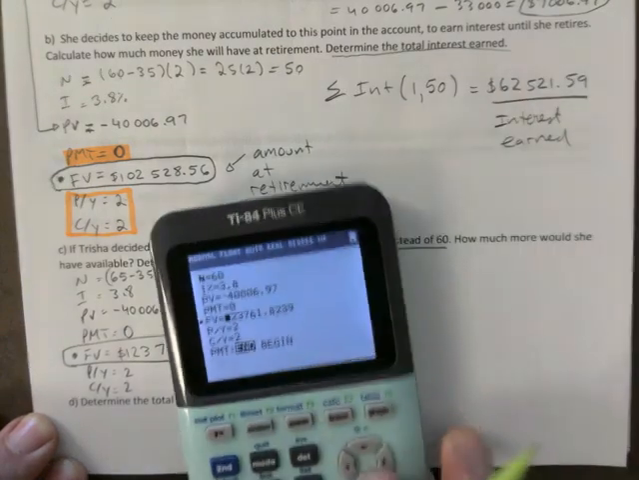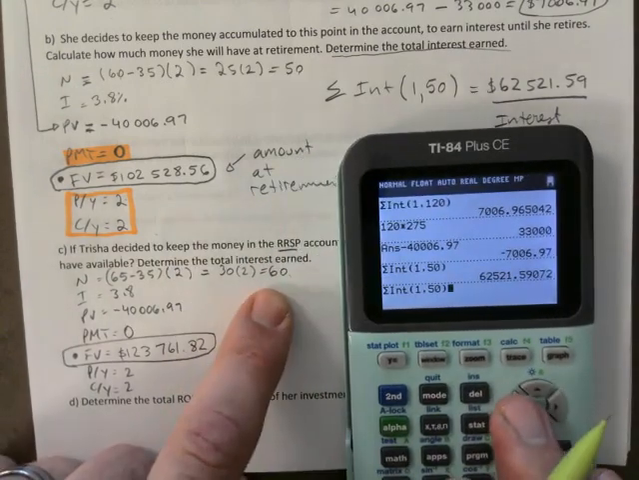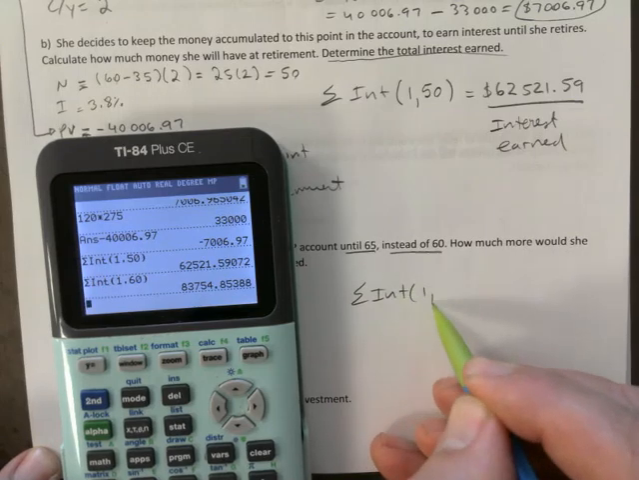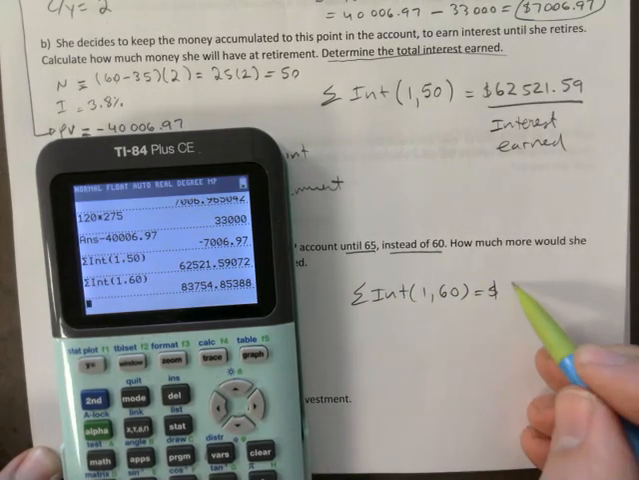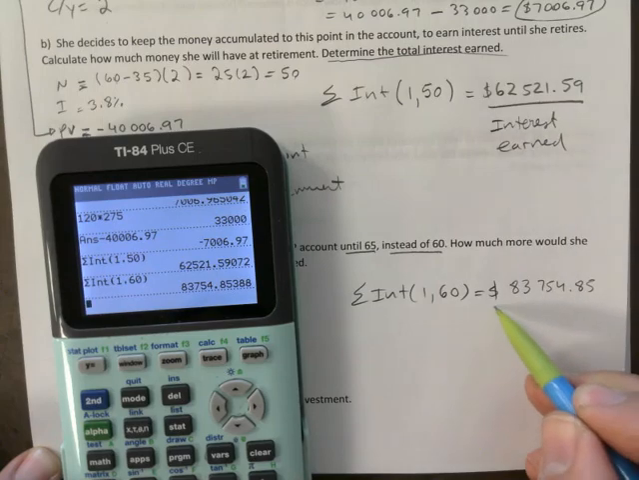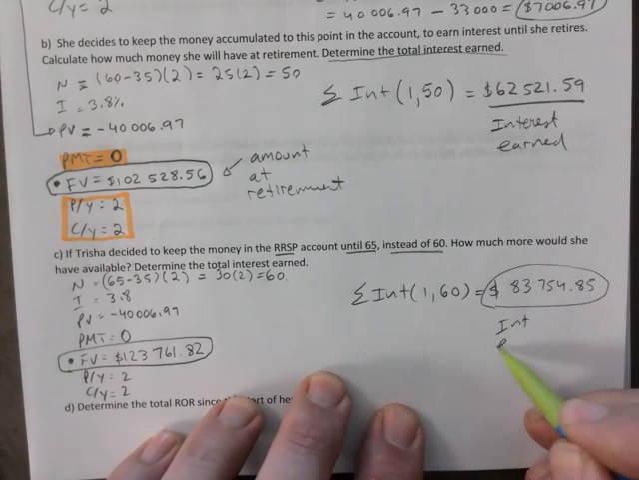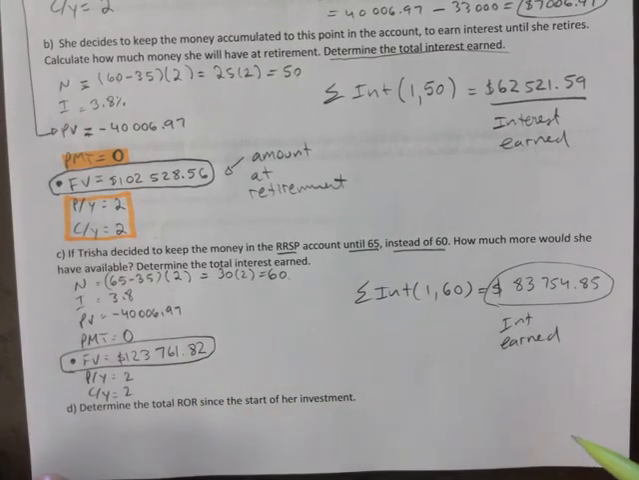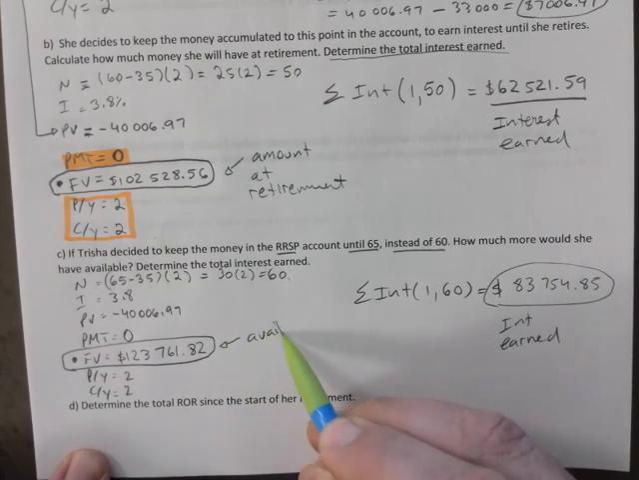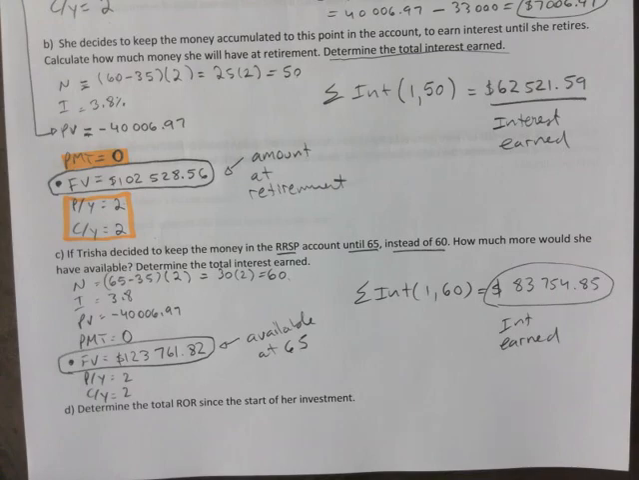Determine the total interest earned. I'm going to quit this screen real quick. Copy paste. Instead of 1 to 50, I'm going to go 1 to 60. Sum of interest. That's 83,754 and 85 cents. Interest earned. Available at 65.